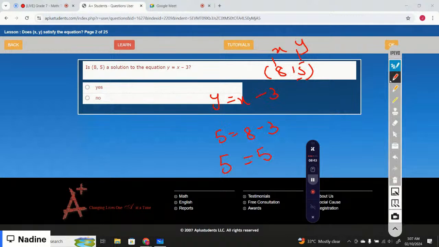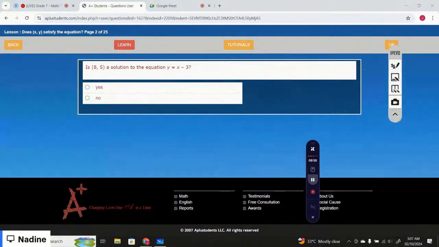That means yes, the point (8, 5) is the solution of the equation y equals x minus 3. Got it? The correct option is yes, it is. That is the solution.